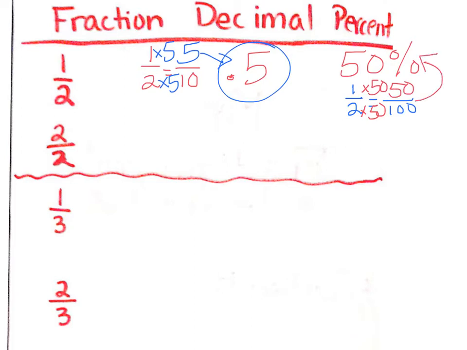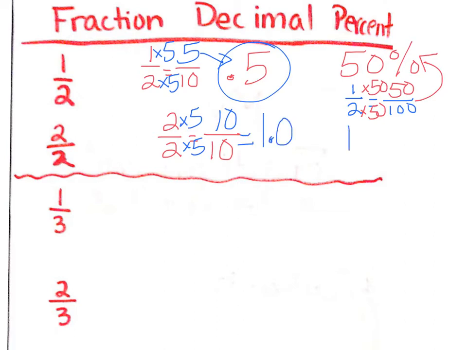If you have 2 halves, you can think of it the same way. 2 halves is a fraction. If I made it an equivalent fraction out of a different denominator of 10, I would have to multiply times 5 again, and I get 10 out of 10, which we know equals 1. And then that would also be equal to 100%.